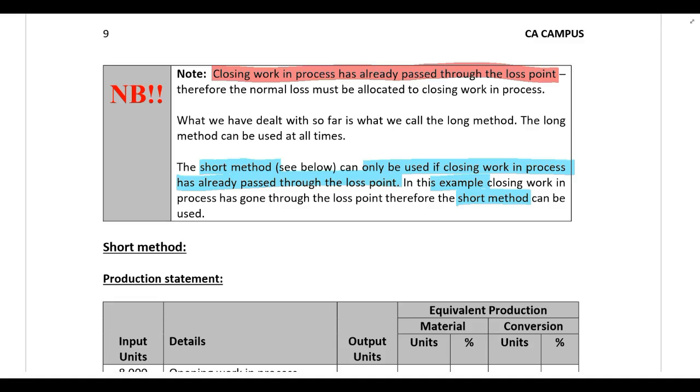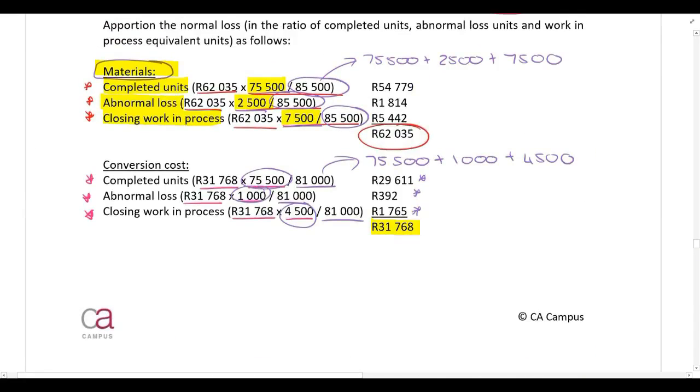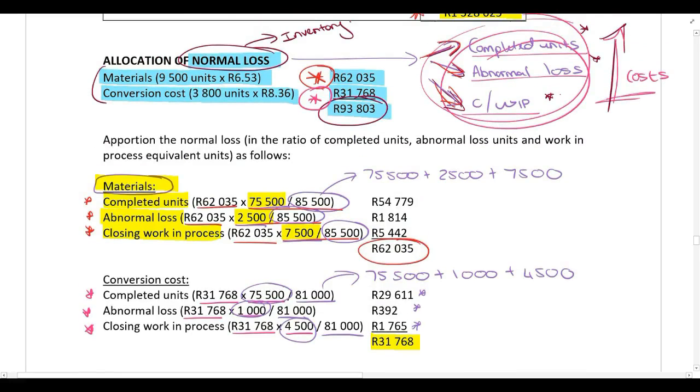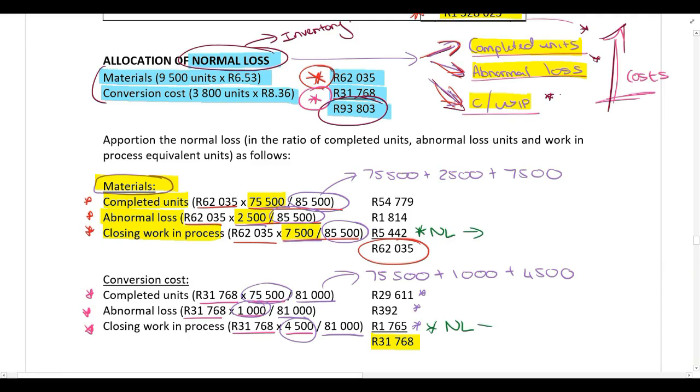One other thing that I also want to emphasize: when we were allocating the normal loss, you will remember I said we were splitting this normal loss between completed units, abnormal loss, and closing work in process. Please just check. In this question, you must allocate the normal loss to closing work in process because closing work in process has been through the loss point.